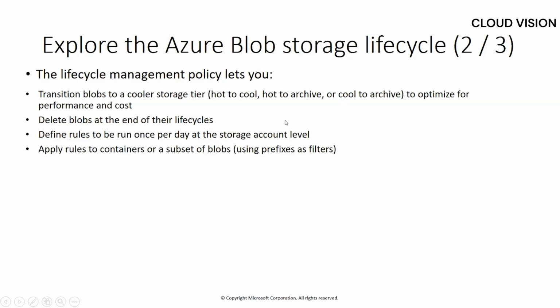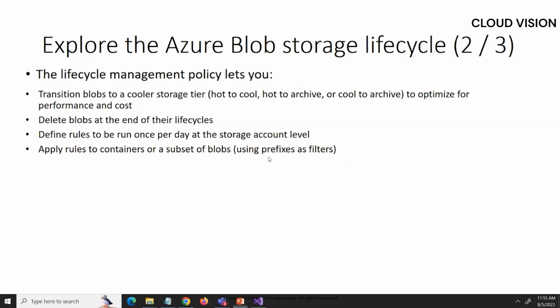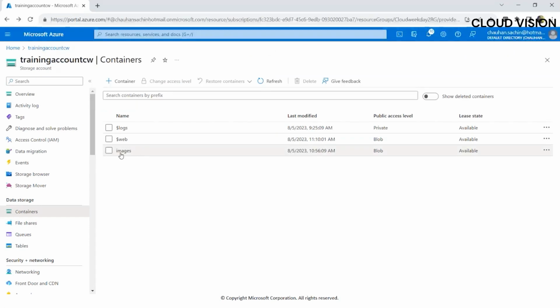And whatever rules you define, these rules will run once per day at a storage account level. Now you can apply a rule at a storage account level, a container level, a specific folder, or a file level. So you can see here, we have images.